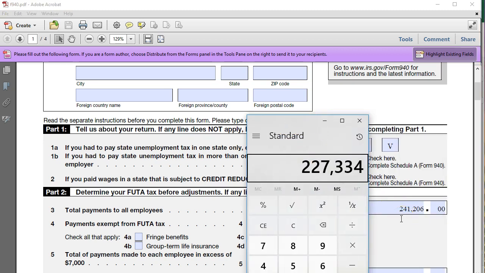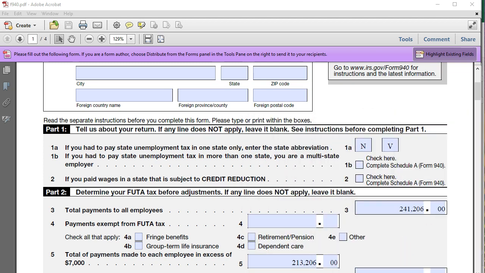We've got the 241,206 versus the 227,334. So we would say, well, where does this number come from? Why don't these two match up? And where does this number come from? This is the 941 number. This is the 940 number. This is what you would think would be the wages for the year. This is going to be the wages for the year for the 940.